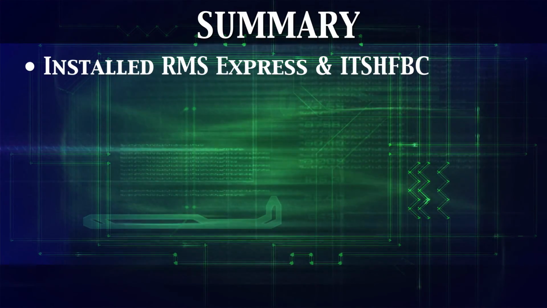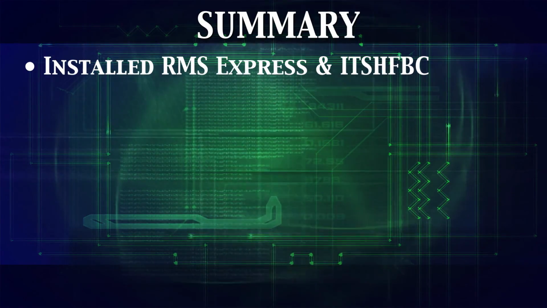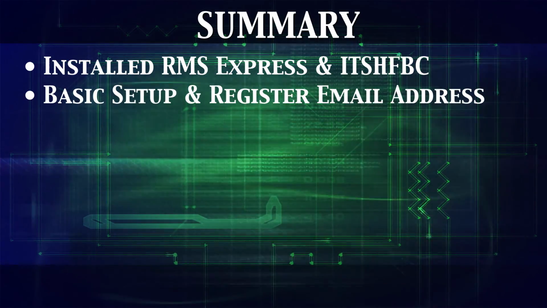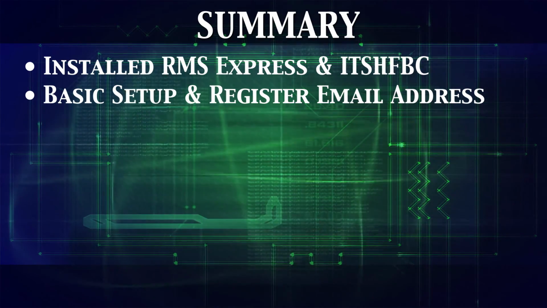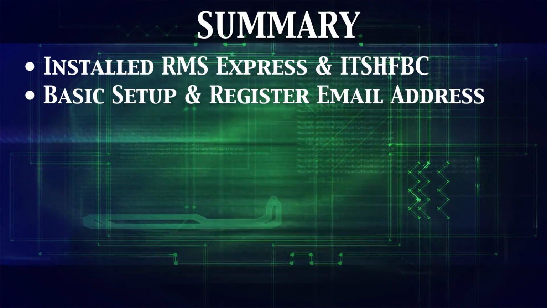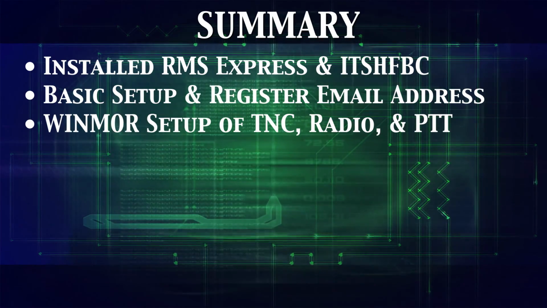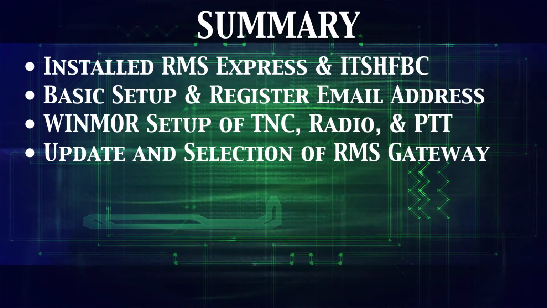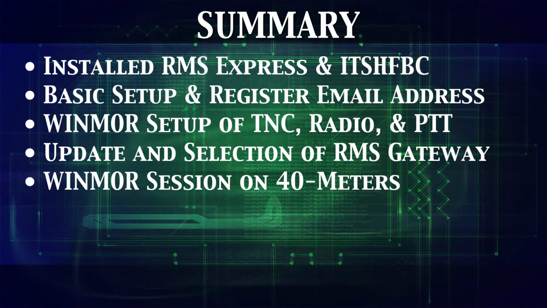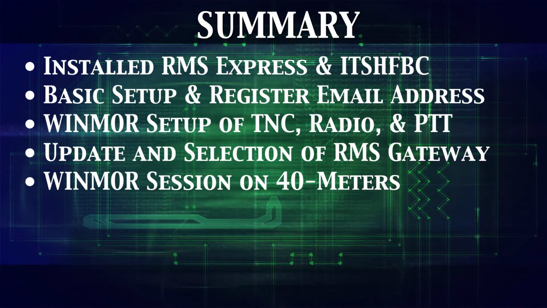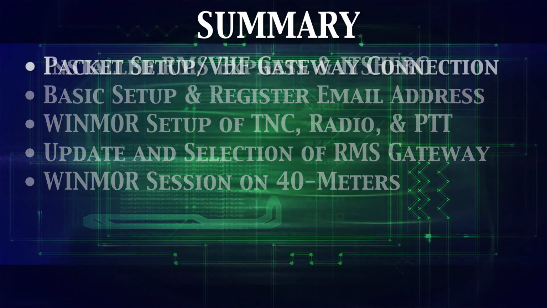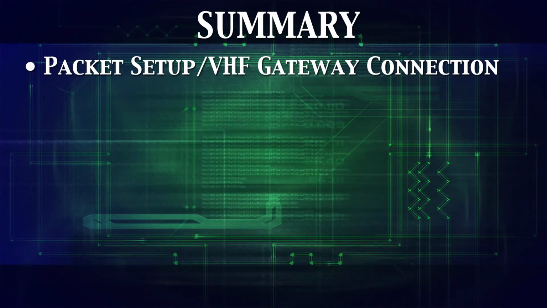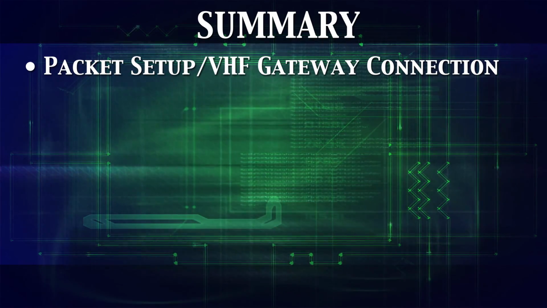We have covered how to install the RMS application program and a propagation utility program followed by the basic setup and sending an initial email message to establish a user's WindLink email address. Next, we showed how to set up a Winmore sound card session, update the list of Winmore RMS gateway stations, and showed successful connection to the WindLink system on the 40-meter amateur band. Lastly, we went through the same activities for using Packet and connecting to a VHF RMS gateway station.